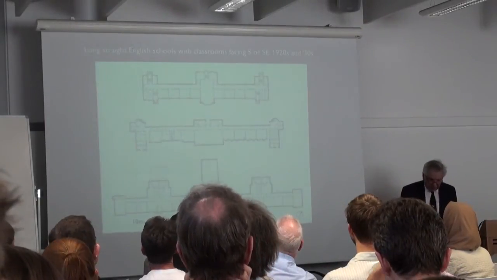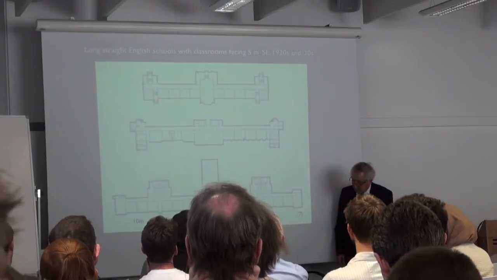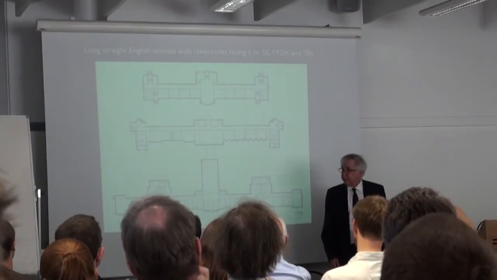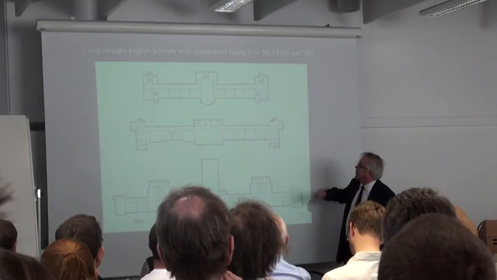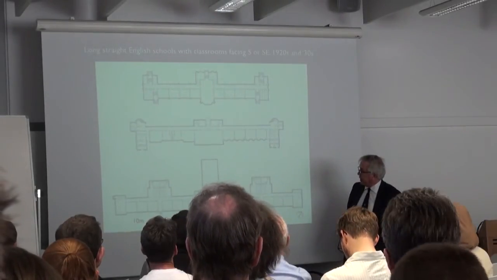There was a lot of emphasis on orientation and on sunlight. These are what I call long straight schools. A lot of them were built in the 20s and 30s in Britain, with all the classrooms facing south. Again, shallow plans, facing southeast perhaps.